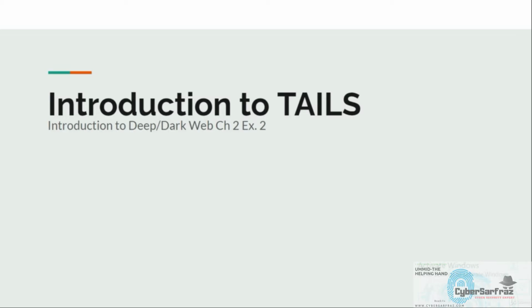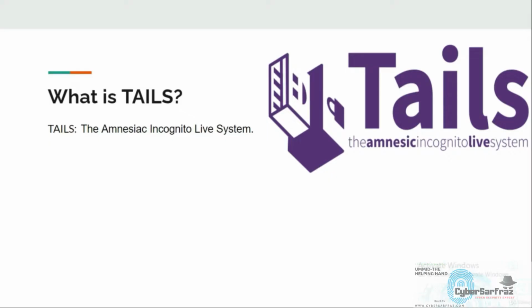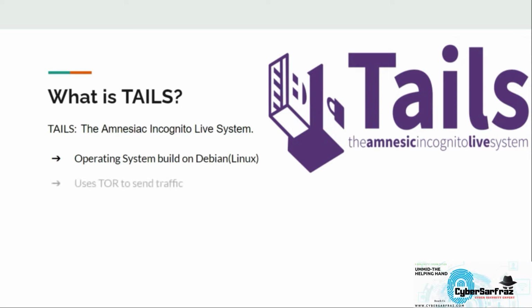In this lecture, we are going to learn about Tails. Tails is another way to protect your privacy, and it's my personal favorite, and it's the best. So what is Tails? The full form of Tails is The Amnesic Incognito Live System. Tails is an operating system built using Linux, and it mainly uses Tor to send any kind of traffic.